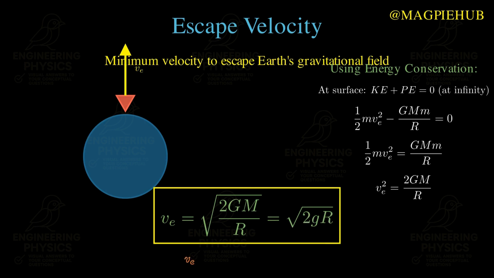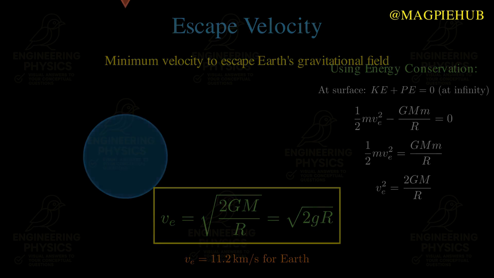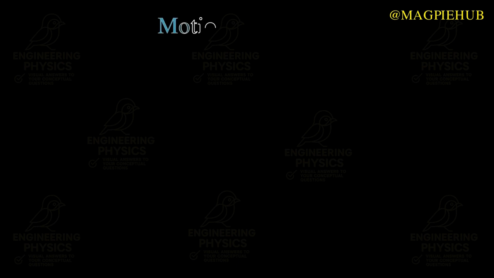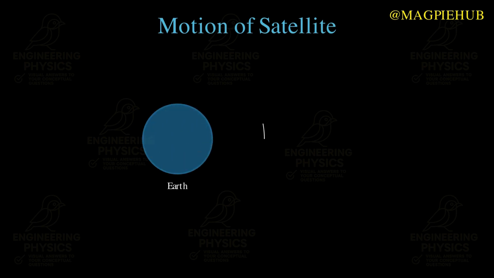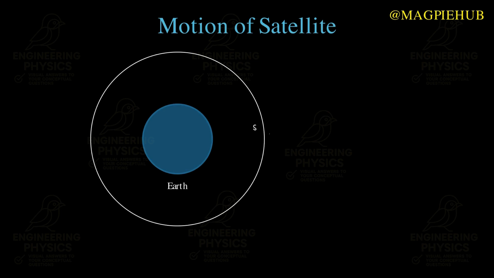Let's now study satellite motion, very important for NEET. A satellite orbiting Earth is actually in continuous free fall. Yes, it keeps falling towards Earth. But it moves sideways so fast that it keeps missing the Earth. For circular orbit, gravitational force provides centripetal force. GMm by r squared equals m v squared by r. This balance keeps the satellite in stable orbit. The satellite feels weightless because it's in free fall, just like astronauts in the ISS.